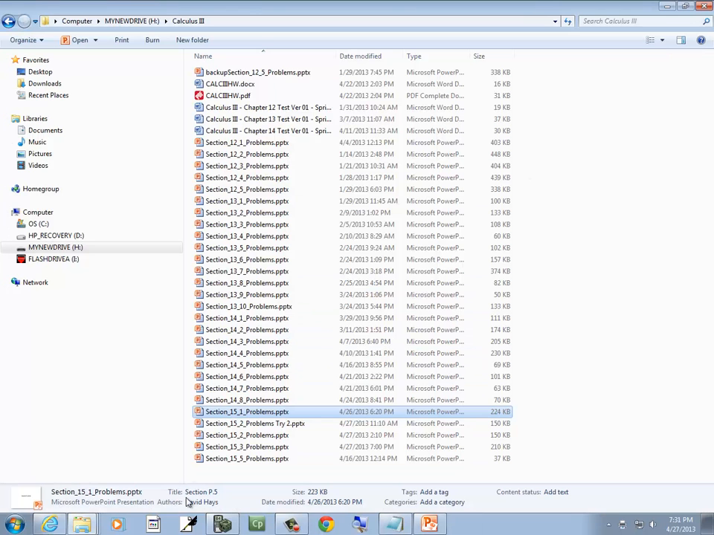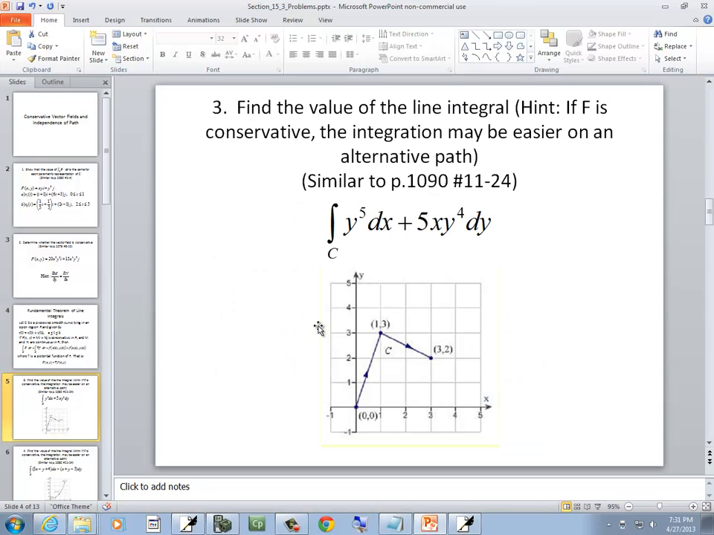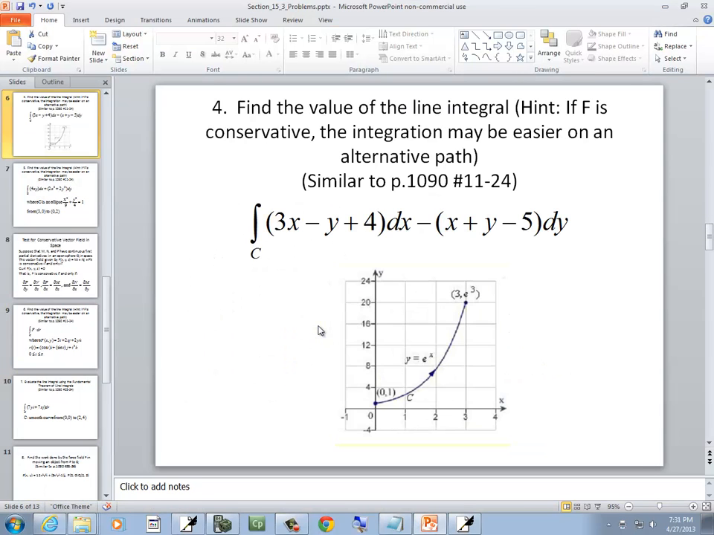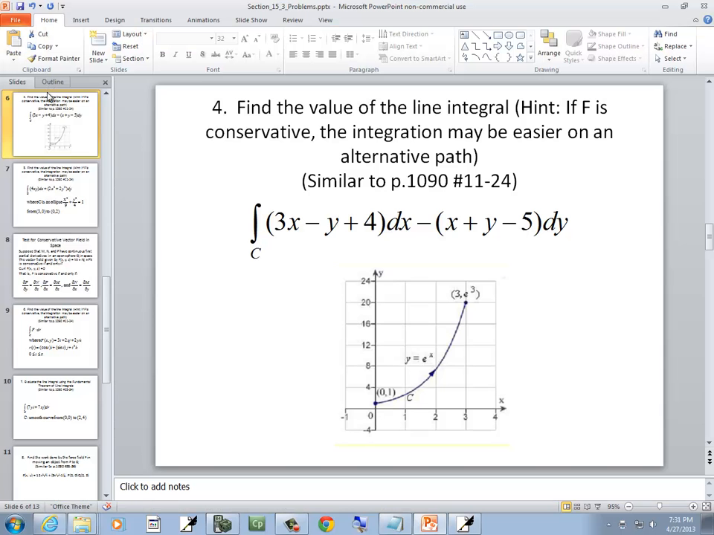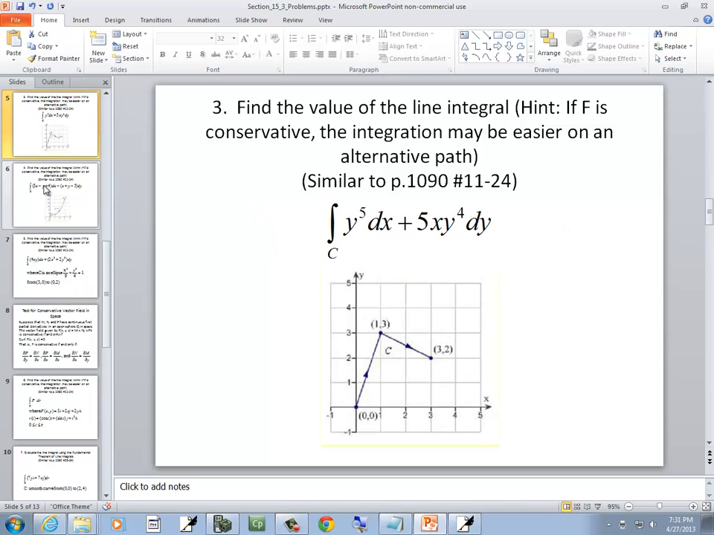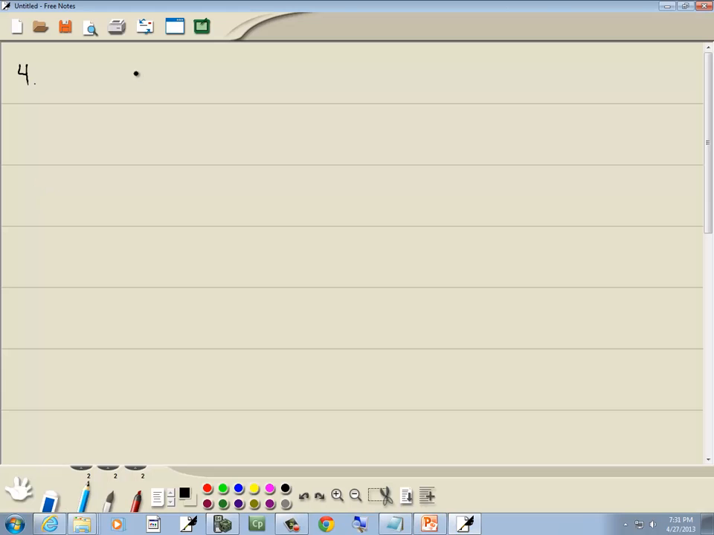Let's look at our next problem. Number 4. Now you kind of noticed in that previous one we ignored the stop in between. We didn't worry about 1, 3 at all. We just looked at our beginning and our ending, and that's what this fundamental theorem of the line integral says. So let's look at this one.